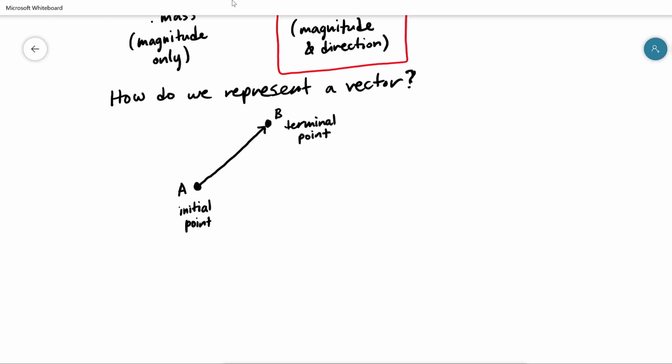And so you can see, looking at this thing, it has a length, that would be its magnitude, but it also has a direction. This one's kind of pointing up and to the right. But I could have drawn a different arrow pointing up and to the left, or down and to the left, or down and to the right, and it would have a different direction. So this has both a direction and a length or magnitude.